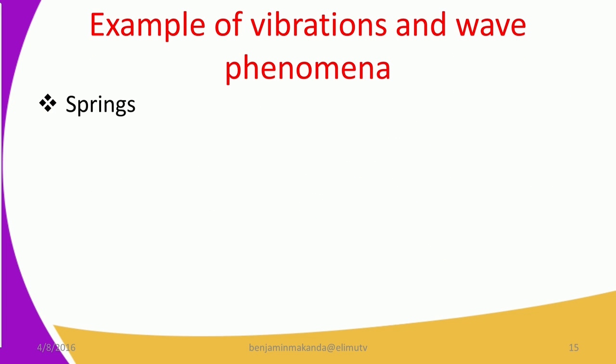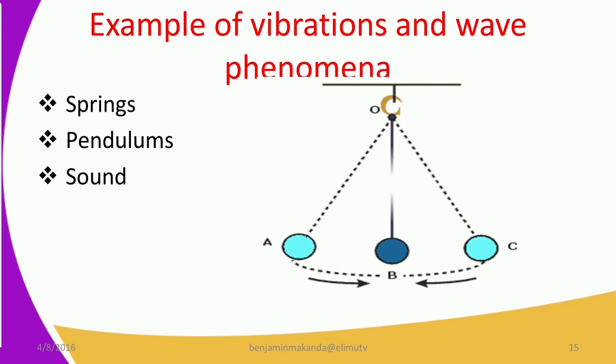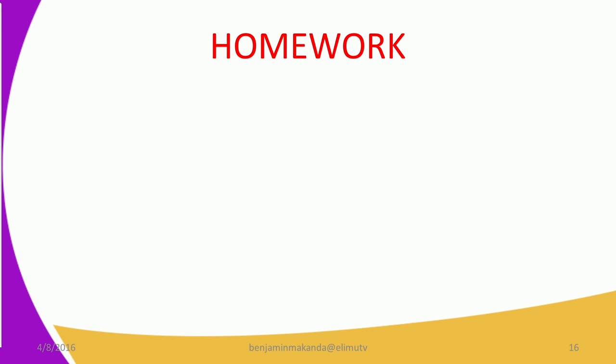Examples of vibrations and wave phenomena include springs, pendulums, sound. So we have a setup here. This setup is for a pendulum. Now a pendulum is just a setup that is used to actually study the wave motion. And in this particular case, the pendulum is placed at point B and then raised to point A and released. From point A, it oscillates to point B, up to C, come back to B and A. So that path traces what we call a wave, and that is wave motion in physics.